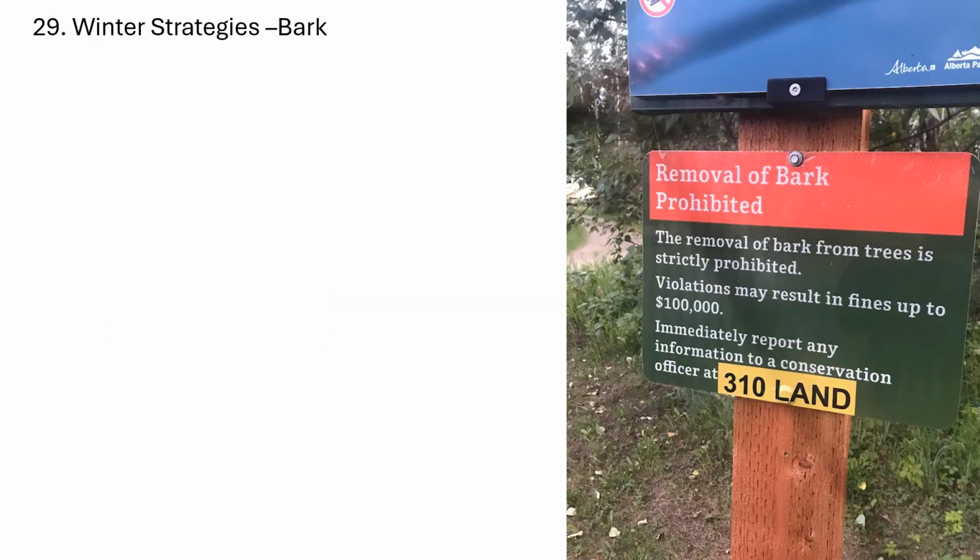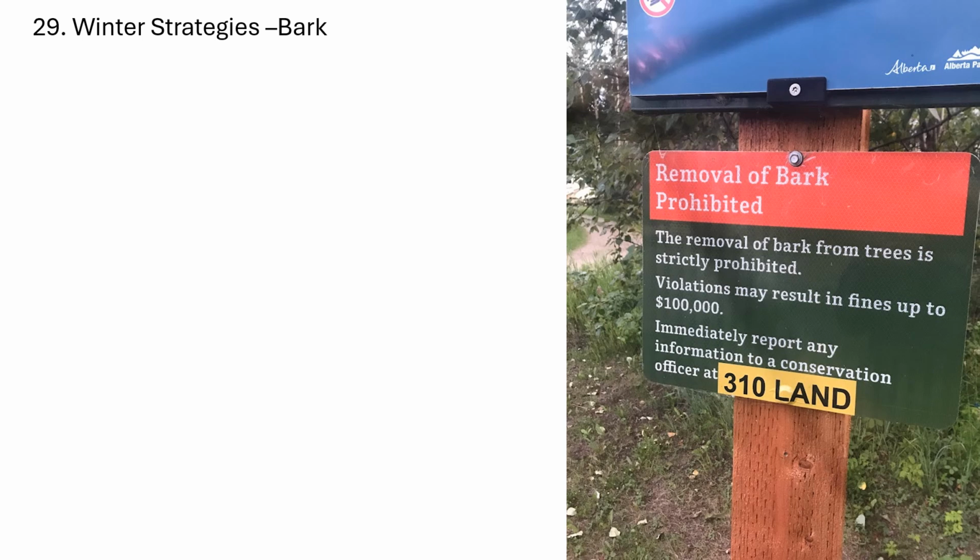Here's a picture of a sign I saw this past summer. We were camping in Alberta in one of their provincial parks, and a pretty hefty fine for removing bark. Because again, if you think about that vascular tissue, the phloem vascular tissue, it's found within the inner bark. So if you remove the bark right around the tree, you can really damage the tree and prevent it from transporting photosynthetic products like sugars.